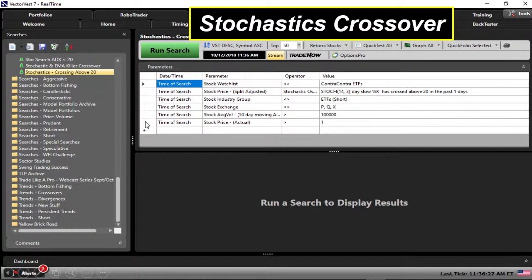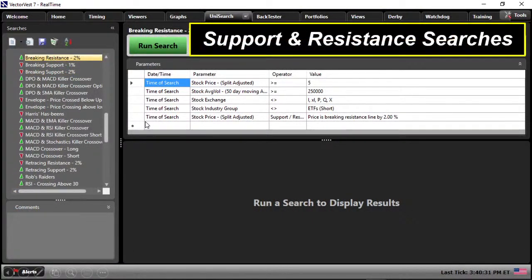If you're bearish on the market and you want to look for stocks to short, you'd look for a stochastics crossing from above 80 to below 80. So there are searches in the Pro Trader tool that help you find these types of situations.